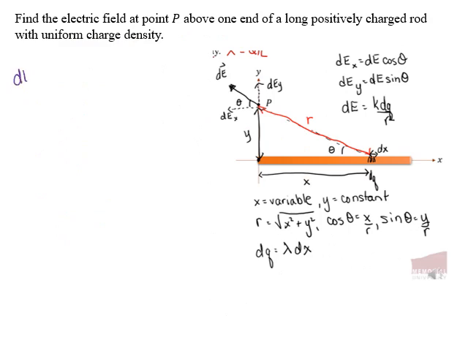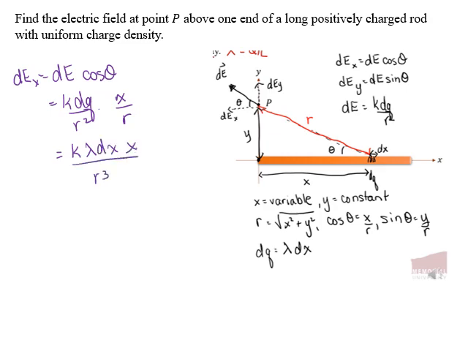We know that dEx is equal to dE times cosine theta. We'll fill in that dE is k times dq over r squared. Cos theta is x over r. So we've got k times lambda times dx times x over r cubed, which ends up being k times lambda times x dx over x squared plus y squared to the 3 over 2. Okay, so there's our elements of the x and y components of the electric field.